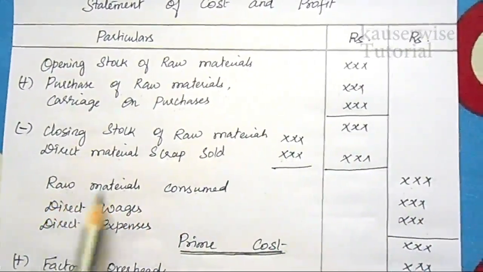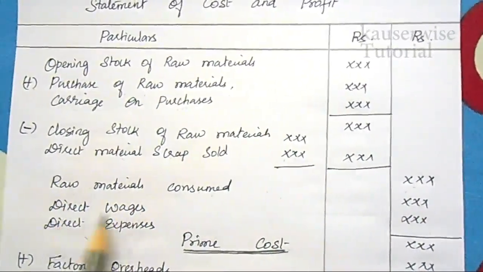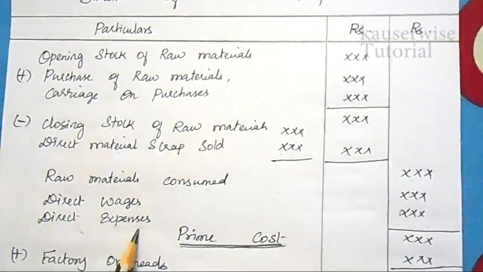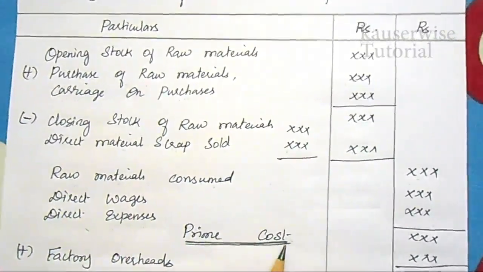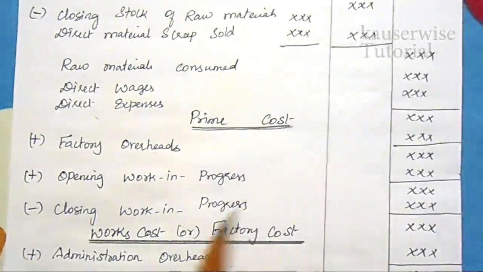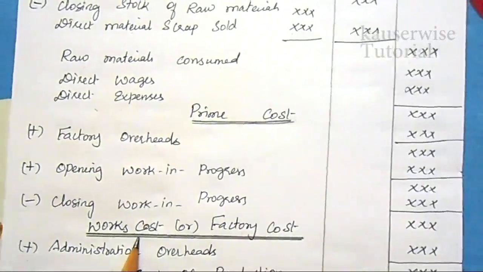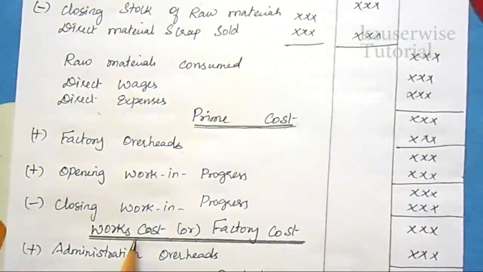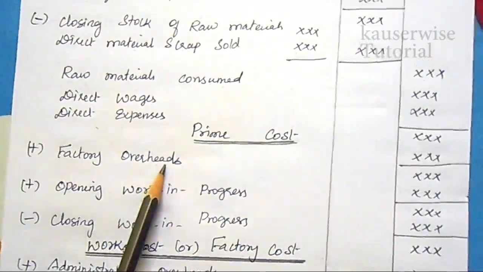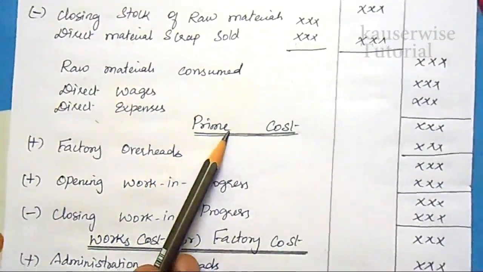After finding raw material consumed, add any direct labor or direct wages and add direct expenses. Then you will be getting prime cost. After finding prime cost, the next step is we need to find work cost. In order to find out work cost, we need to add factory overheads along with prime cost.